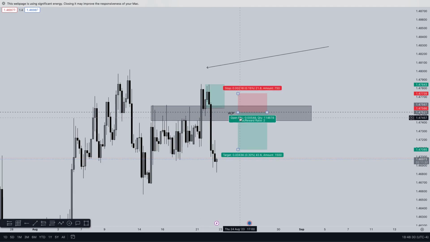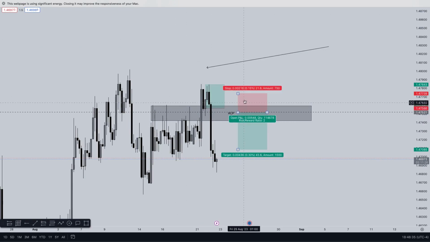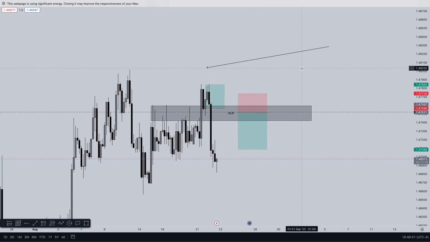I did that because I noticed that the wicks here are too long. If you want to take just the, you're still going to have a big area for stop loss, and I don't want a big red area. I like small red areas. When I see the small red areas, I stay motivated.